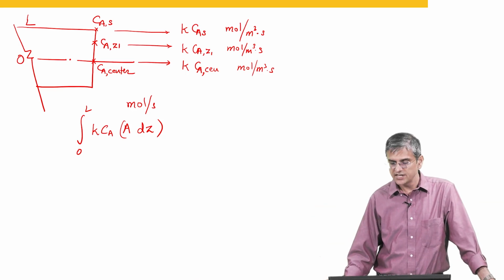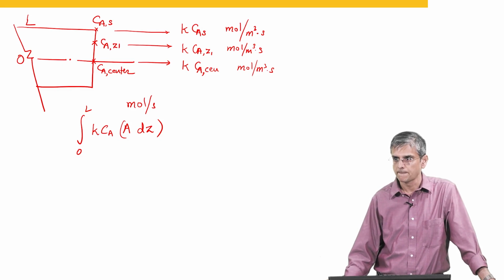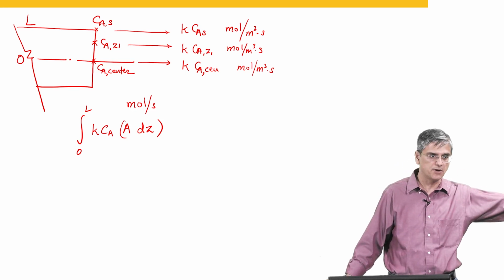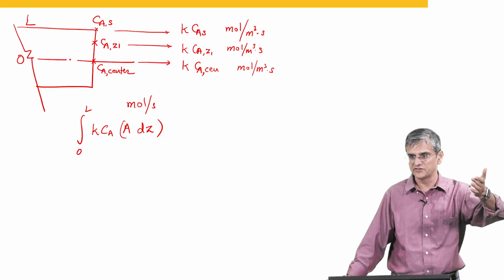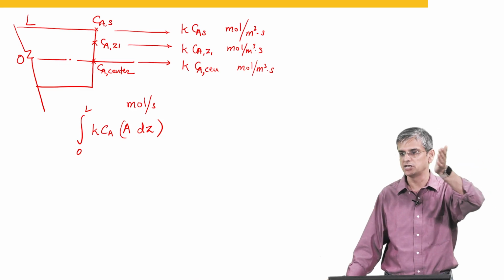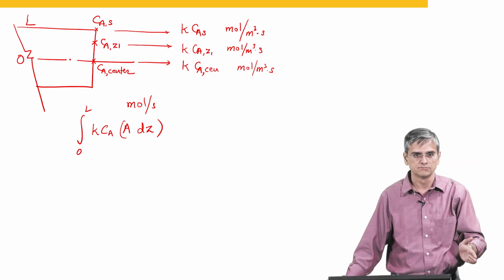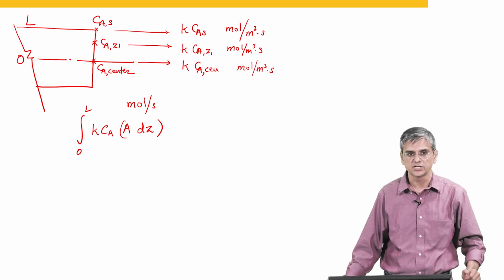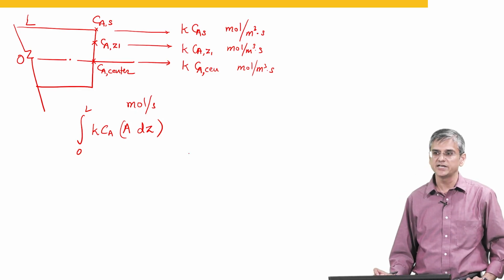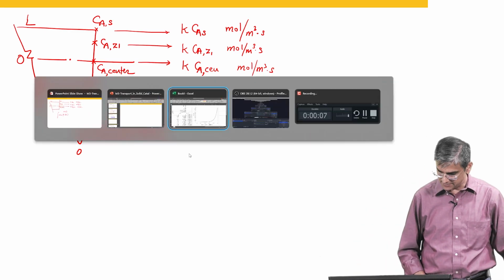Okay, if Ca is not changing with location, Kca A will come out. Integral 0 to L of dZ is going to be equal to L, A multiplied by L is just V. So, Kca multiplied by V is your rate of reaction if Ca was constant. But if Ca is varying, that is not the case. If Ca is varying, you are going to integrate it. Let us go back and do that in Excel.